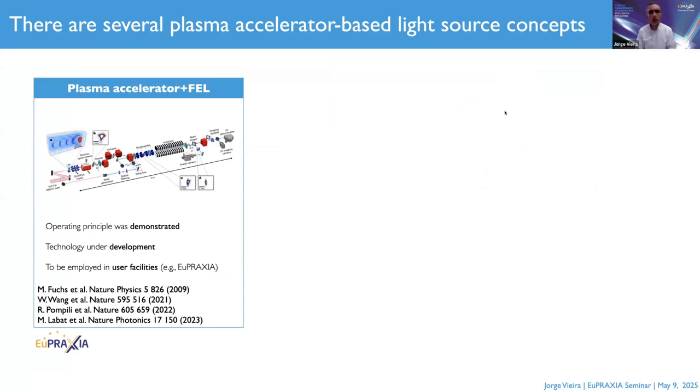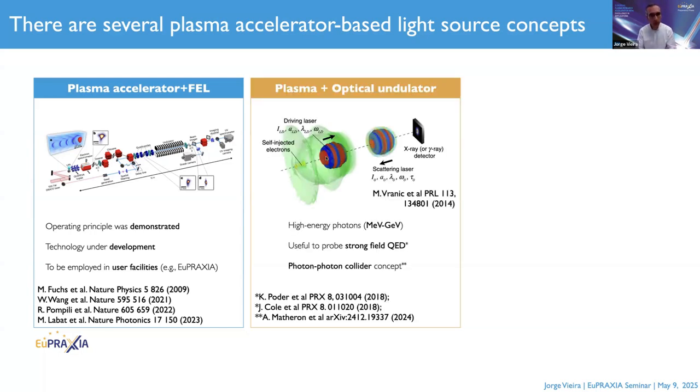Okay, so now there are many ways to use plasma accelerators to power light sources. One of them is to combine a plasma accelerator plus an undulator. So we replace a conventional accelerator in a free electron laser by a plasma accelerator. The operating principle of this scheme has been demonstrated. The technology is still under development, but this is going to be employed in user facilities, such as the Eupraxia facility. Now, if you would like to make this a little bit shorter, then we could replace the magnetic undulator by an optical undulator. So we would scatter the relativistic electrons in the fields of an intense counterpropagating laser pulse instead. This is the basis for nonlinear Thomson or Compton scattering.